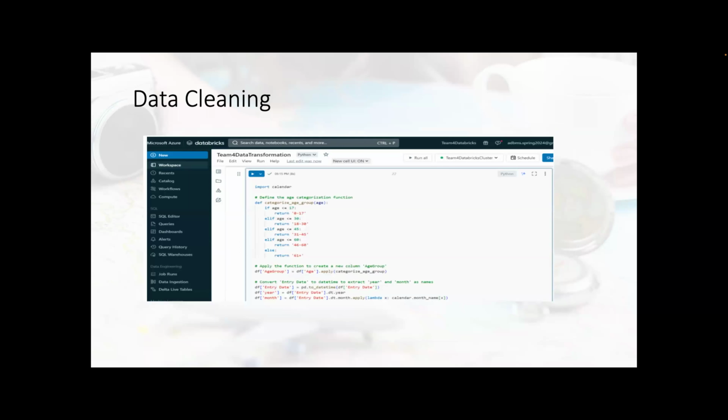Yeah, here you can see I've written a function to group the age. Similarly, we have written some other functions and done some transformations, adding a few more columns and features. We have transformed different currency types into USD.